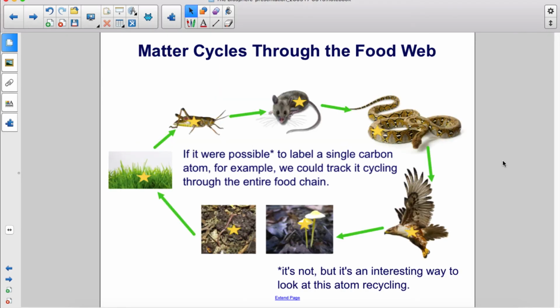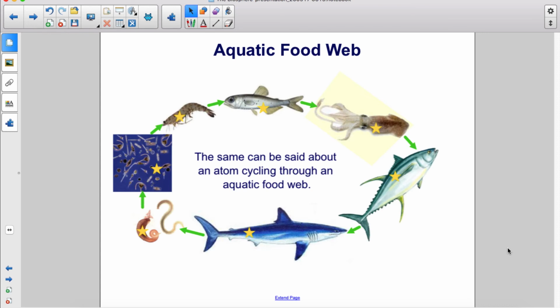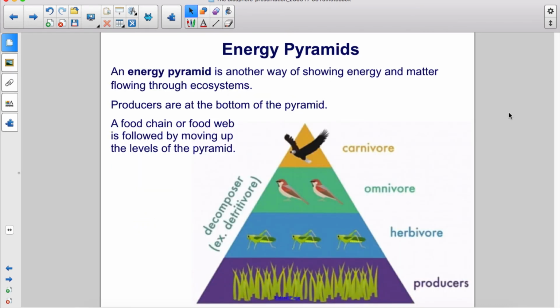If it were possible to label a single carbon atom, for example, we could track its cycling through the entire food chain. It's not possible, but it's an interesting way to look at this atom recycling. The same can be said about an atom cycling through an aquatic food web. An energy pyramid is another way of showing energy and matter flowing through ecosystems. Producers are at the bottom of the pyramid. A food chain or food web is followed by moving up the levels of the pyramid.